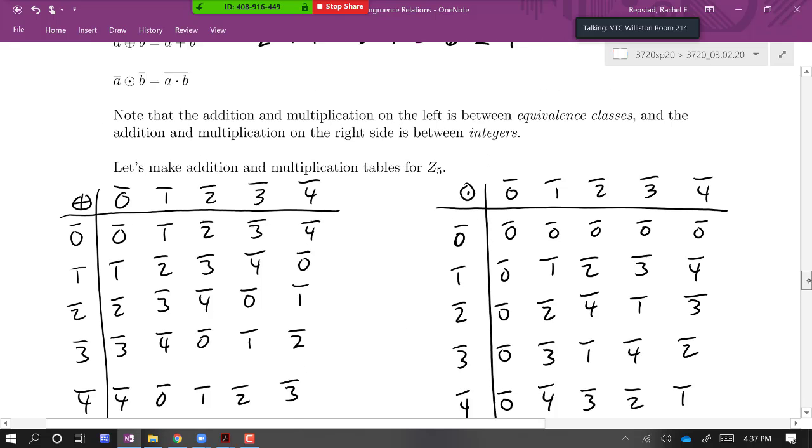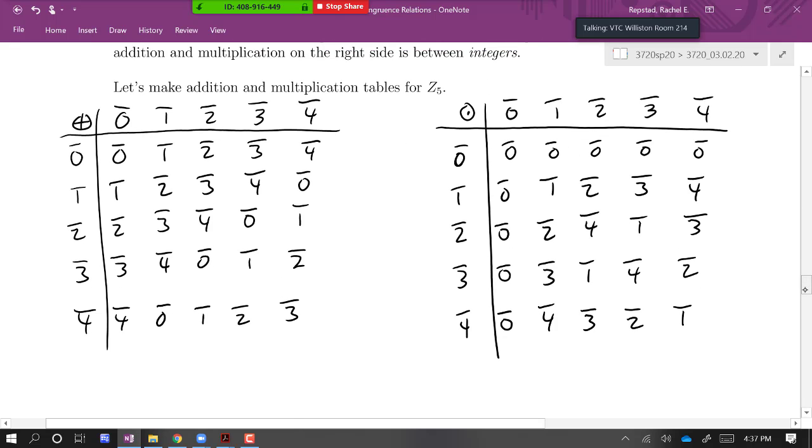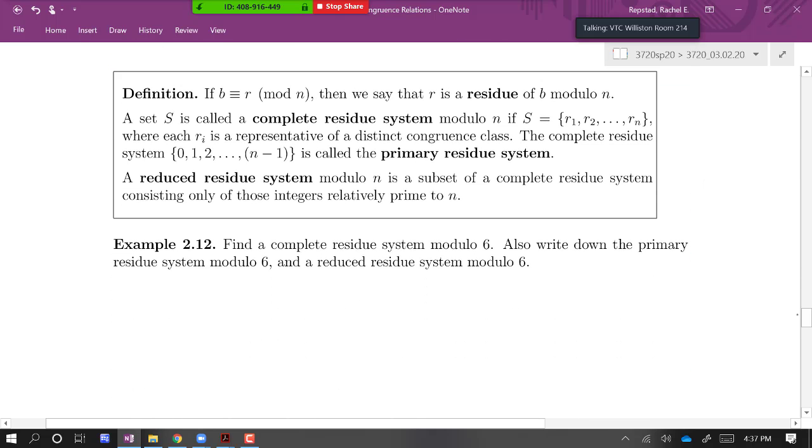And I think this example will help you out with maybe the last problem on the test. I think there's one problem where you're asked to make a multiplication table for some modulus, Z mod nZ of some kind. So just some definitions and some new terms.